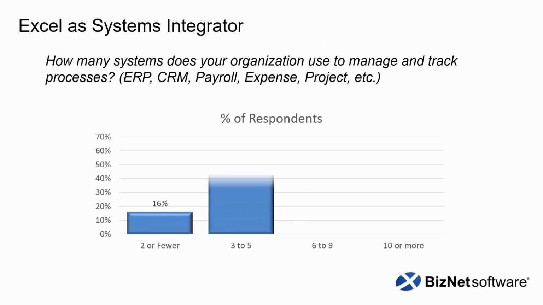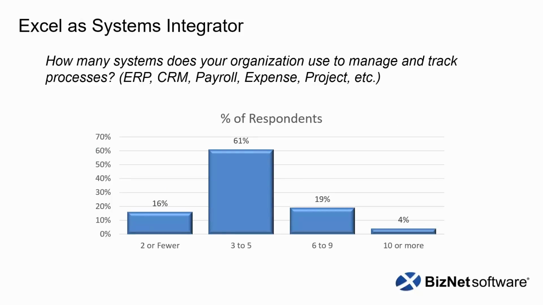Now, I mentioned that we had done some recent polling, and in this case, I contend that Excel is the bottom line systems integrator. We ask, how many systems does your organization use to manage and track processes, whether those be ERP or CRM or payroll or expense or project or whatever? And a significant majority is dealing with 3 to 5 systems. And then what's interesting is like 23% more are dealing with 6 or more.